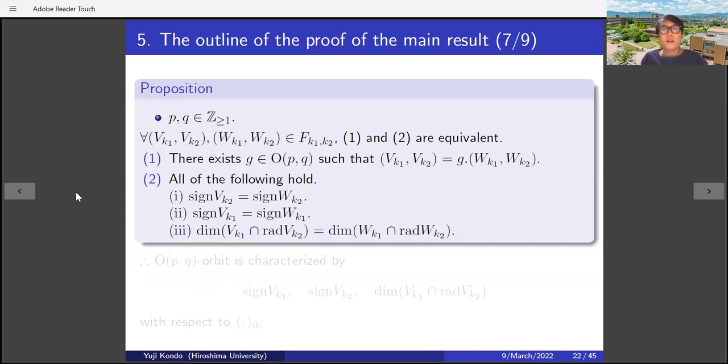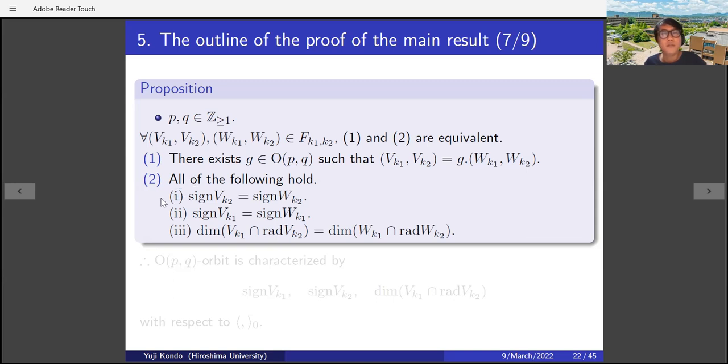This proposition gives equivalence conditions for classifications of flags. For any positive integers P and Q, for any pairs VK1 and VK2 and WK1 and WK2, the next conditions, number one and two, are equivalent. Number one is there exists some matrix G in OPQ such that the matrix transfers these two pairs. And number two says that all of the following conditions hold.